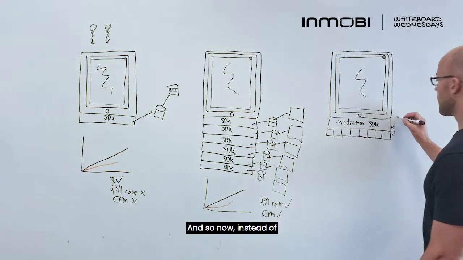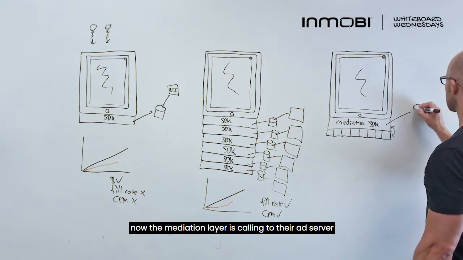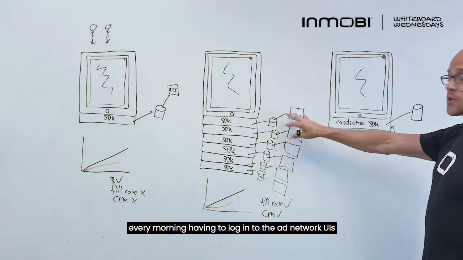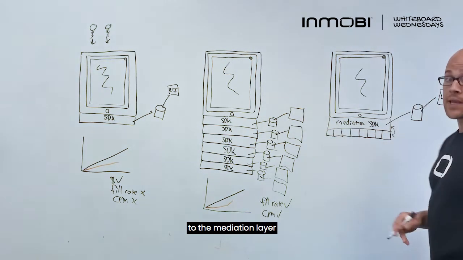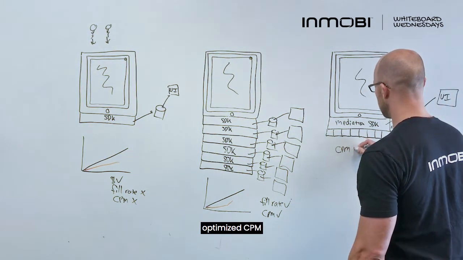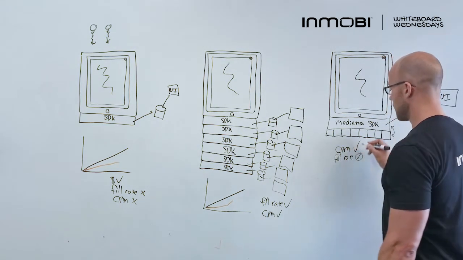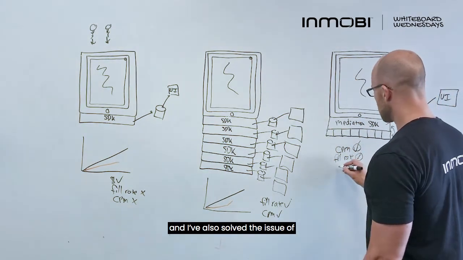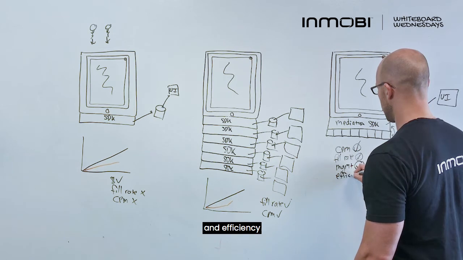And so now, instead of each of those SDKs being called and then calling out to their ad servers, now the mediation layer is calling to their ad server. And so I'm consolidating. And now, instead of every morning having to log in to the ad network UIs, now I can just log in to the mediation layer to see how much money I'm making. So now I've optimized CPM, I've solved for fill rate because I'm working with multiple partners across all geographies, and I've also solved the issue of management and efficiency.